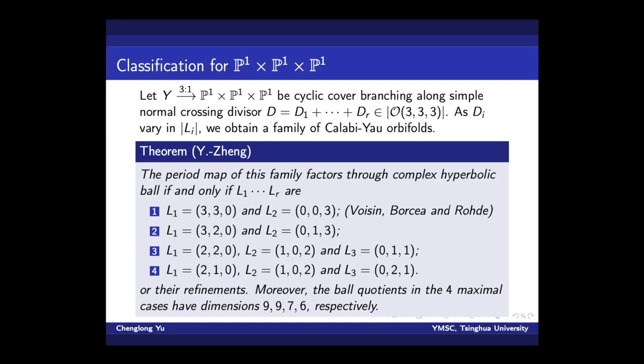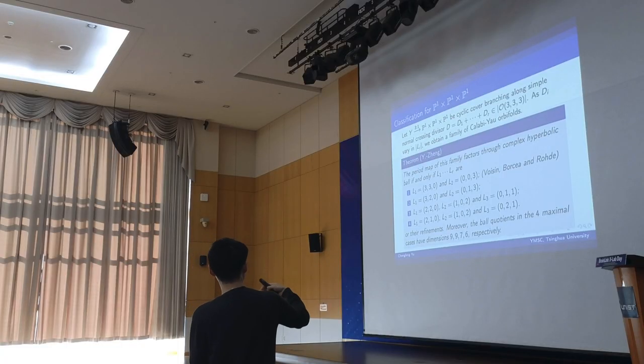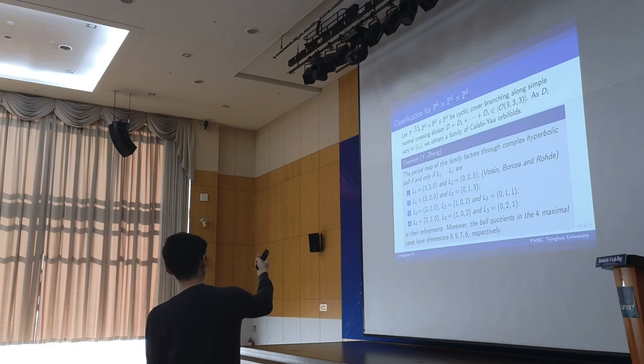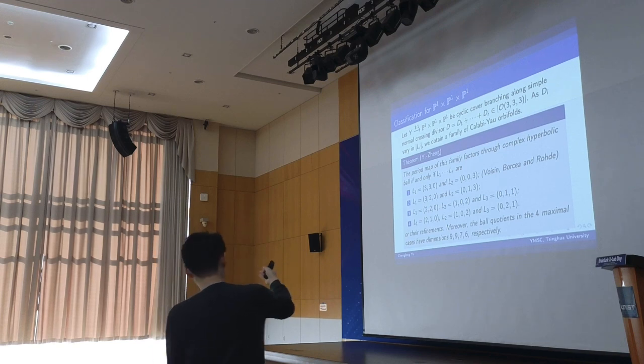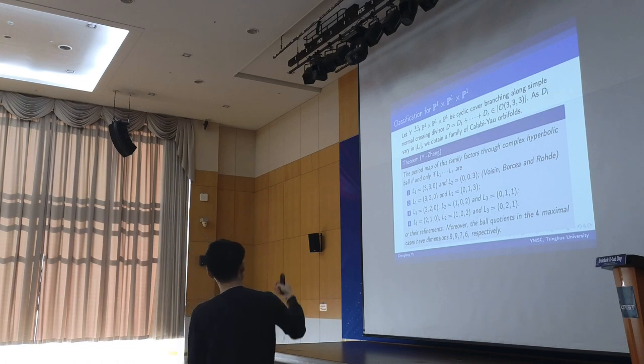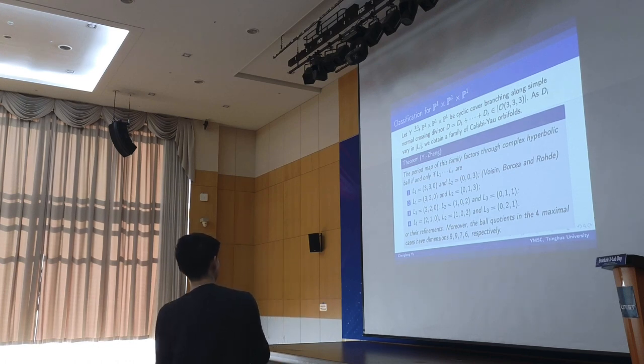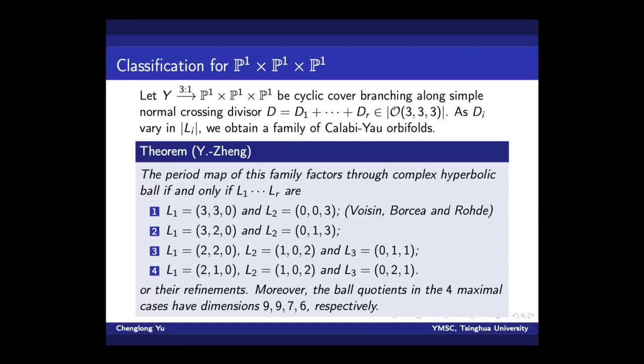So that's a list. So we have four maximal cases. One was already discovered and studied by Moonen, Bouw, and Roth. And the other three are not known. And our classification says that these are the maximal cases. And if you take any refinements of those divisors, for example, you can break this (3,3,0) into (2,1,0) and (1,2,0), and you study the divisors in those linear systems, and you still require their simple normal crossing, then it still has ball type moduli. So the dimensions of those balls are 9, 9, 7, and 6.